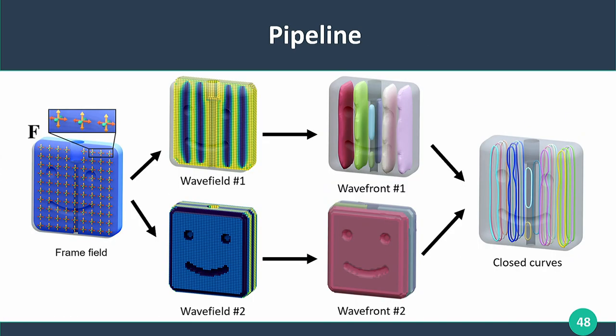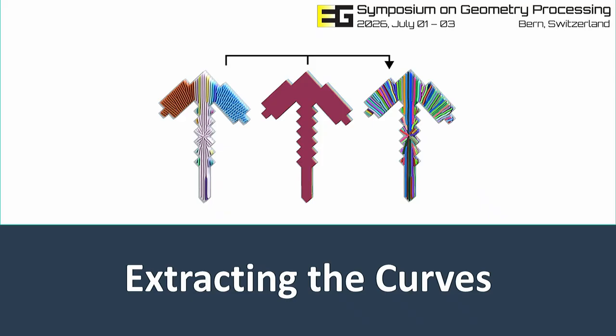So to recap, from the frame field, we generate two orthogonal wave fields, and their isosurfaces define the wavefronts. And finally, the intersection of the wavefronts produces a set of curves. To enable us to later connect all those curves into a single one, however, it is really, really important that we only obtain closed curves. Nevertheless, trying to intersect meshes robustly is far from trivial. So the next challenge is how to robustly extract those curves.